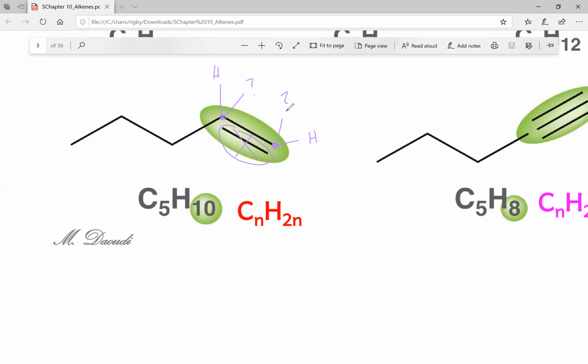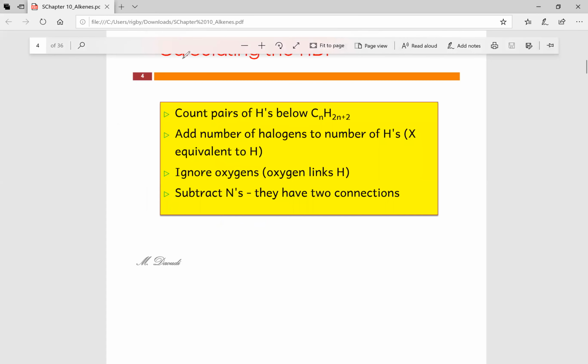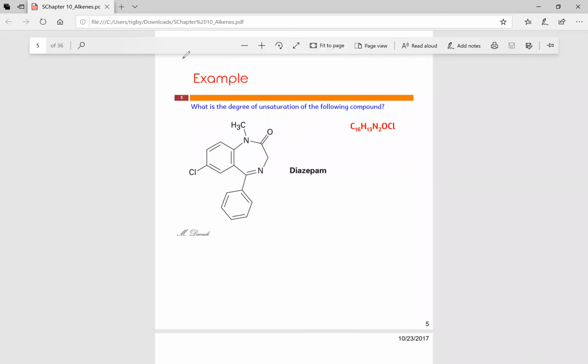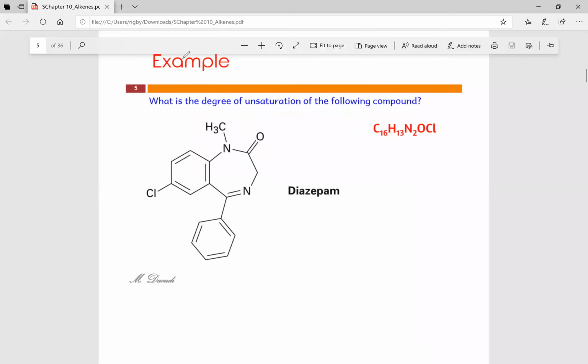But before we get into that, we have to talk about how do we name alkenes, because I think that's the first part of every single chapter. Oh, okay, so this is telling us what is the degree of unsaturation in the following compound. This is sort of what we did before. Let's do this one more example before we get into nomenclature.